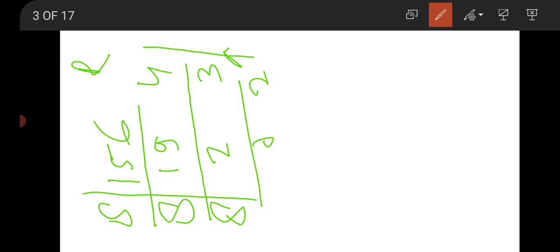So 156 base 10 is equivalent to 234 base 8. This is the way to convert a decimal number system to an octal number system.